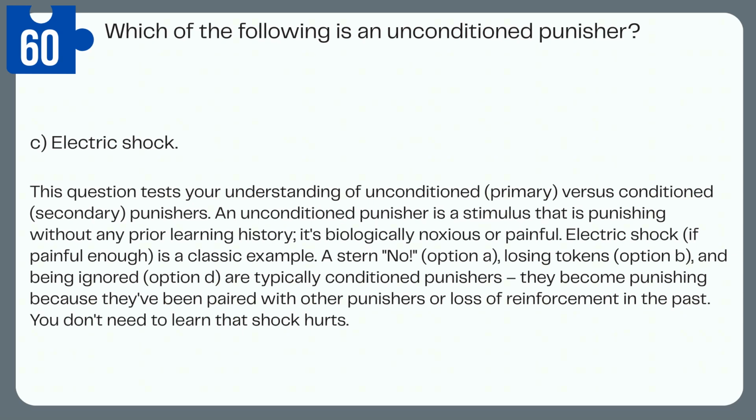A stern no, option A, losing tokens, option B, and being ignored, option D, are typically conditioned punishers. They become punishing because they've been paired with other punishers or loss of reinforcement in the past. You don't need to learn that shock hurts.